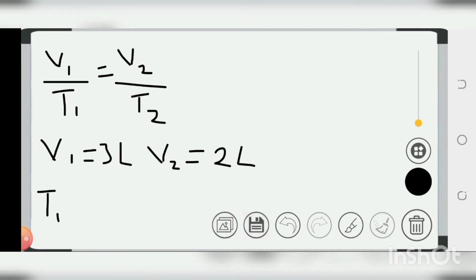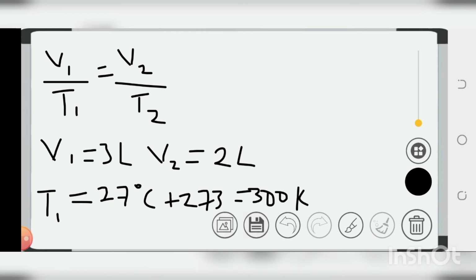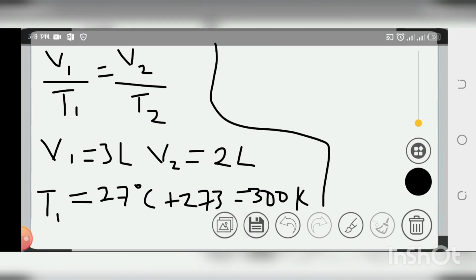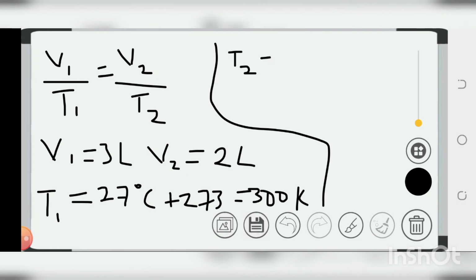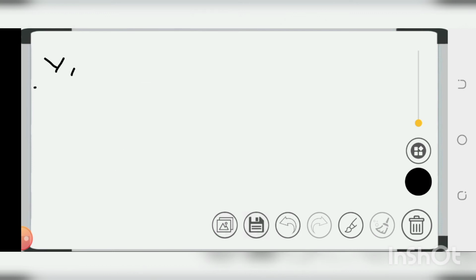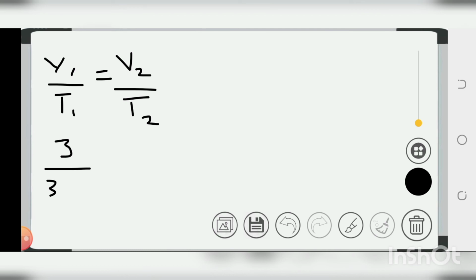V1 is 3 liters, V2 is 2 liters, T1 is 27 degrees Celsius converted to Kelvin by adding 273, which is equal to 300 Kelvin. Then our T2 is what we are calculating for this time around. We are calculating for temperature. Now we are putting everything into the formula. V1 over T1 equal to V2 over T2. V1, which is 3 liters divided by 300 Kelvin, is equal to 2 liters divided by T2.